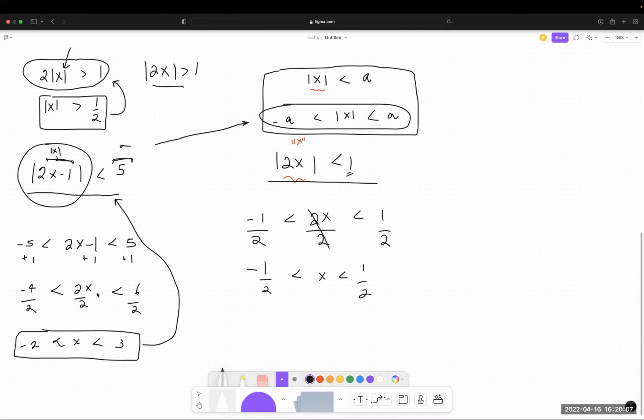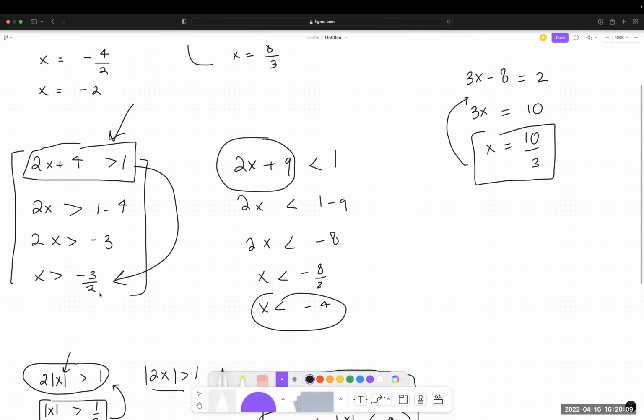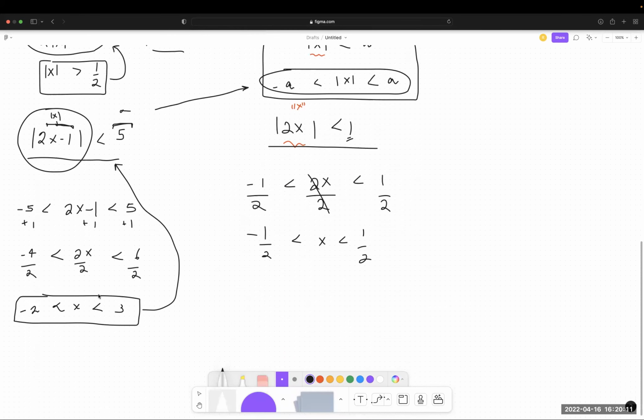Okay, and so that's the idea. That's a brief recap. If you want to figure out when something is less than something or equal to something, set it equal to that thing and solve for x, and out pops the value for which that would be true.